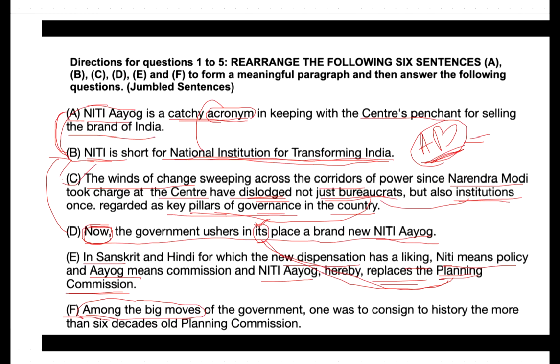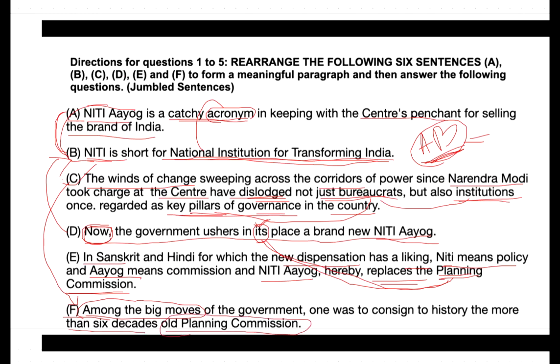So in that case, if I observe, option C and option F can make a kind of a pair. Because option C says Narendra Modi took charge at the center, have dislodged not just bureaucrats, but also institutions which were once considered main pillars of governance in the country. Among the big moves of the government, one was to consign to history the more than 6 decades old planning commission. Now you can find the introduction of the old planning commission, right?